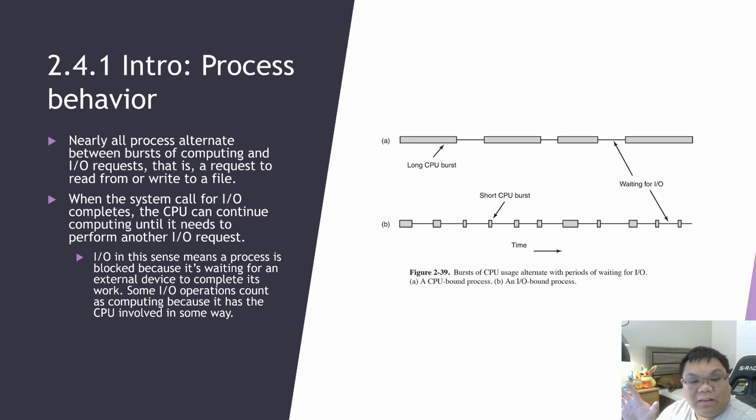We can roughly categorize processes by how much computing or waiting they're doing. If they're doing lots of computing, we call these processes compute bound processes, not IO bound. So these are processes that are doing a lot of work, a lot of computing.